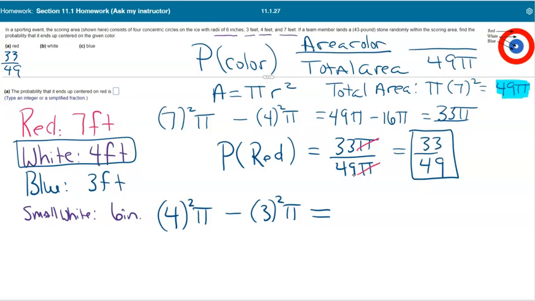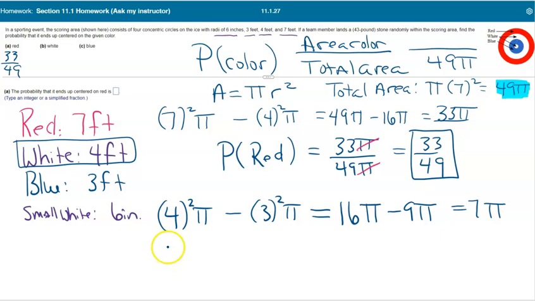So 4 squared pi is 16 pi minus 3 squared pi, 9 pi. Well, 16 minus 9 we know is 7 pi. Now that is just the area of the white ring, right? Now the 16 pi is all the way from the center to the outside of the white, but the 9 pi I had to subtract out, which is from the center to the edge of the blue. So this is my white ring.